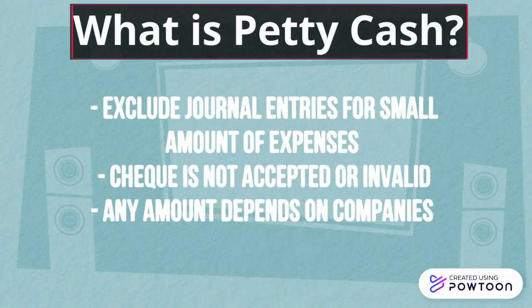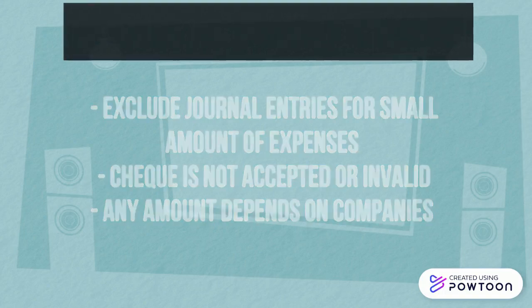Companies use petty cash to avoid journal entries for small spendings. Another reason can also be checks that are invalid and not accepted. Petty cash amounts are decided by companies. It can range from $20 to $100 or even up to $500, depending on the company.